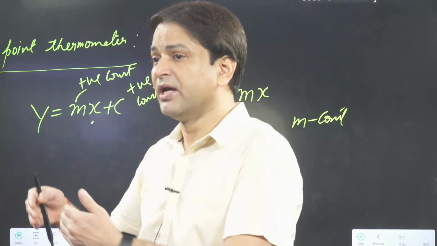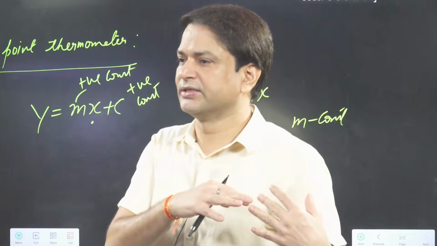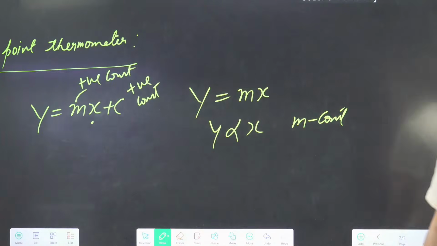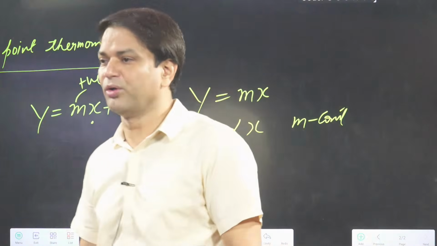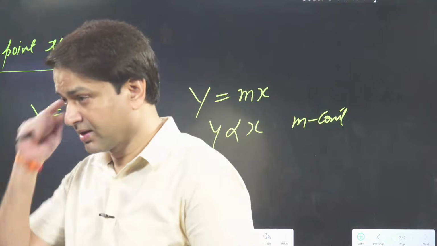Directly proportional means if I double the x, by whatever multiple I change x, the same multiple y has to change. But no, why? Because c is also there. Has everybody got it or not? Everybody has to know this directly proportional meaning, because these are the mistakes we make in different places.